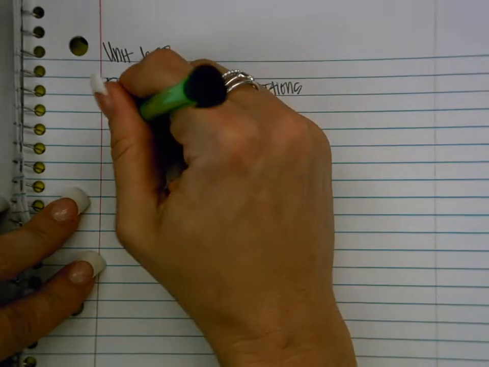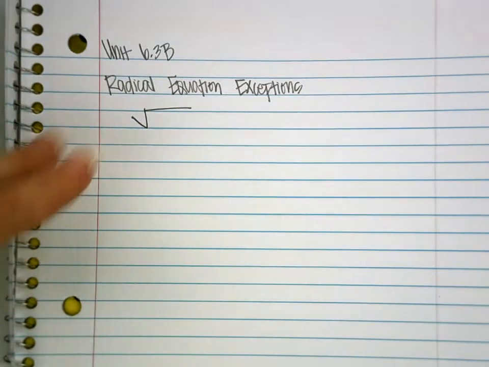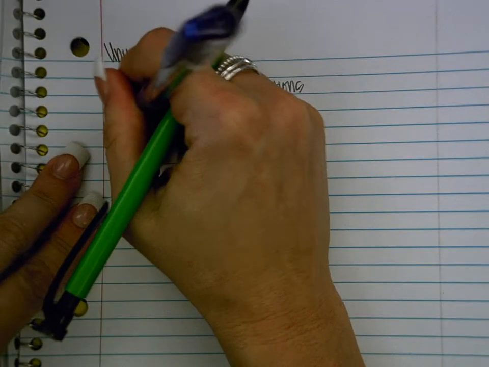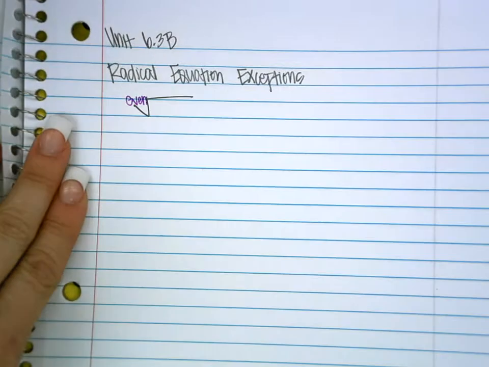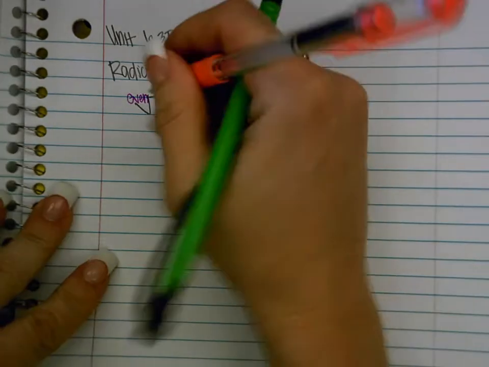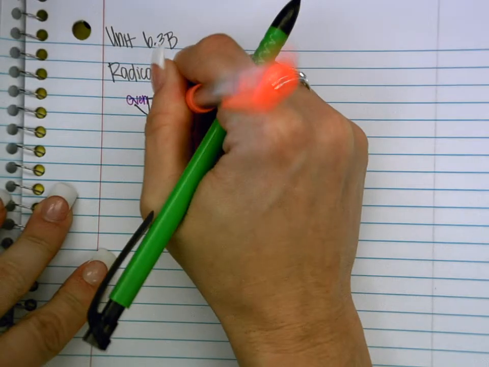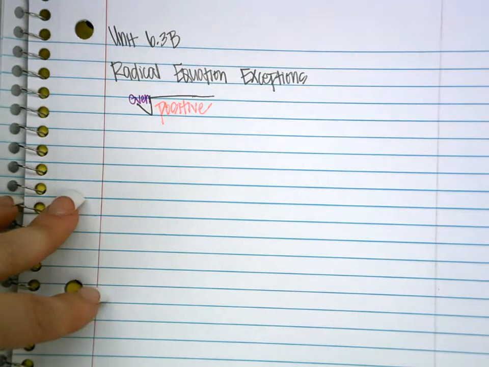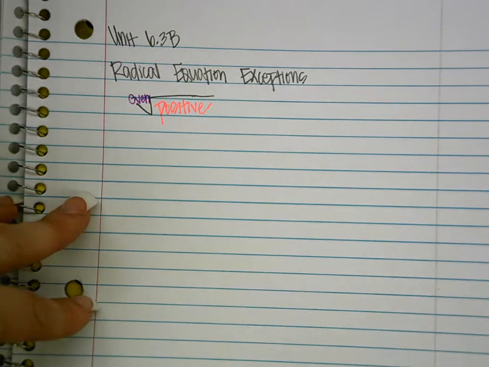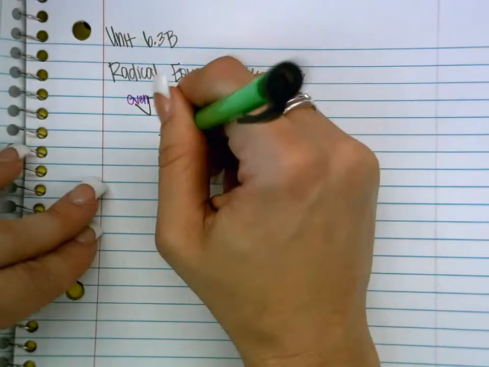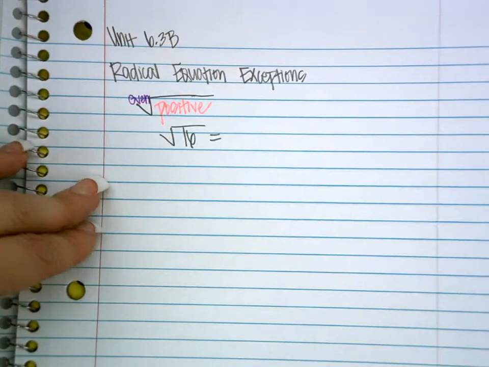So first thing, we're going to go over a couple different situations here. If you have a radical and it has an even handle number, so generally a 2 or a 4, we don't usually go any farther than 2 or 4, and it has a positive value underneath, something like the square root of 16. What would your answer be?